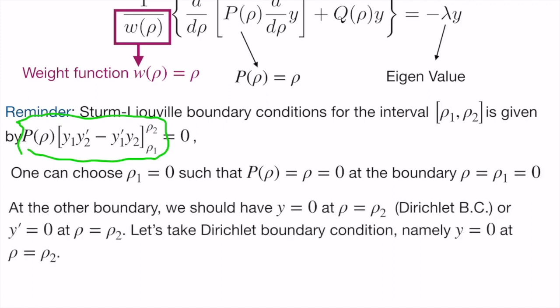However, we have a problem at the other boundary, that is when rho is equal to rho 2. We have seen that the Bessel function does not satisfy this very easily. But to satisfy the Dirichlet boundary condition, we want the solution y to be 0 at rho equal to rho 2.